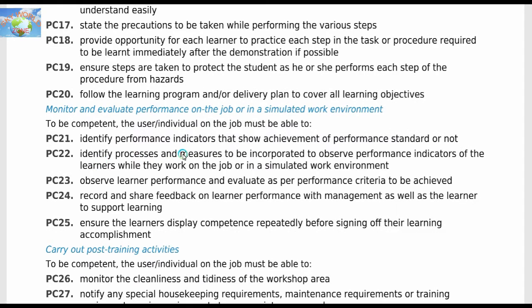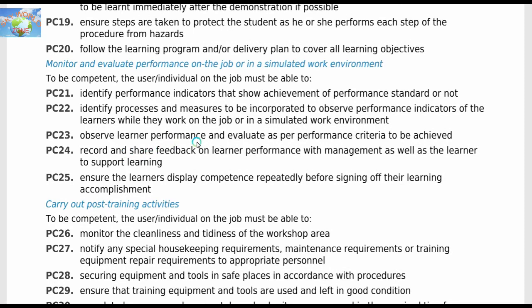Identify performance indicators that show achievement of the performance standard or not. Identify processes and measures to be incorporated to observe performance indicators of the learners while they work on the job or in a simulated work environment. Observe learner performance and evaluate as per performance criteria to be achieved. Record and share feedback on learners' performance with management as well as the learner to support learning. Ensure the learners display competence repeatedly before signing off their learning accomplished.